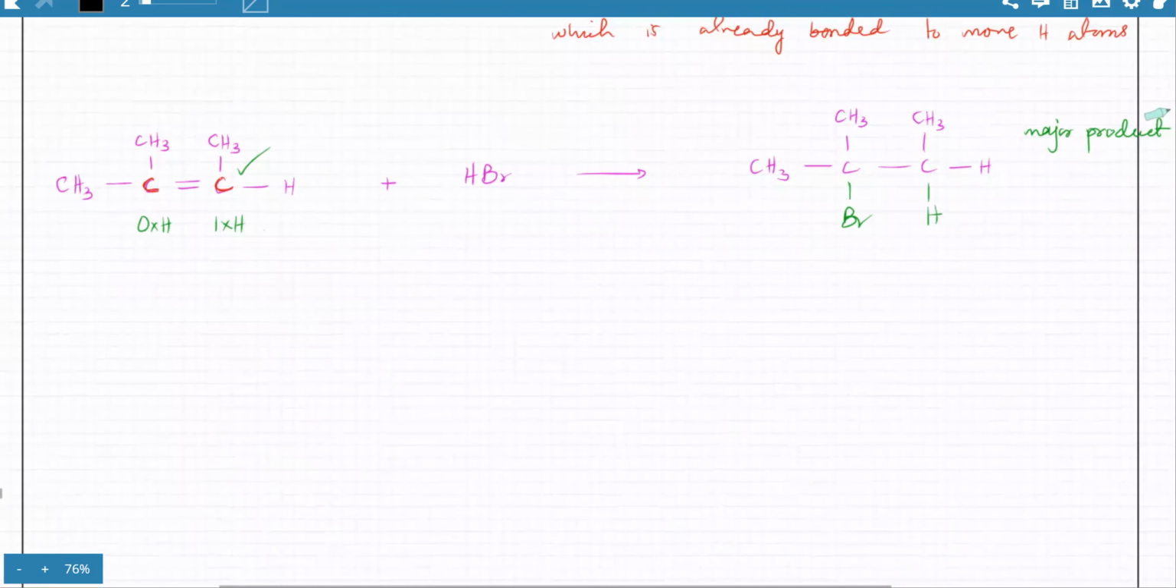Now the reason for this, why is this happening? Why is this rule there? Why does H like to bond with the carbon atom that's already bonded to more H atoms? So we're going to talk about the explanation now. And remember, you can be asked about the explanation in the past paper questions. What's the reason for this?